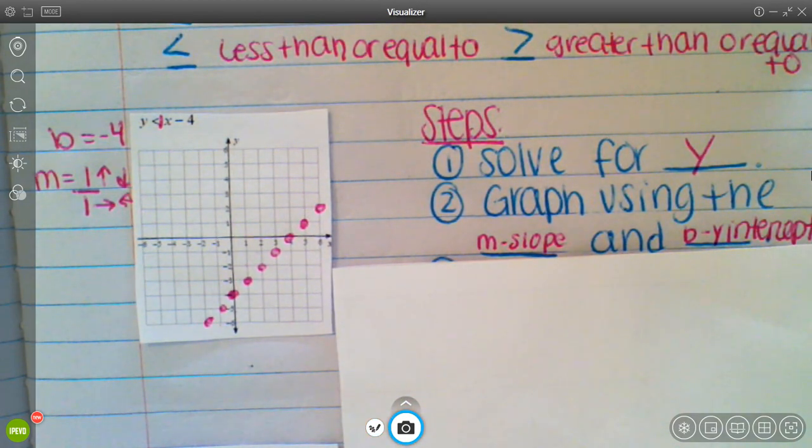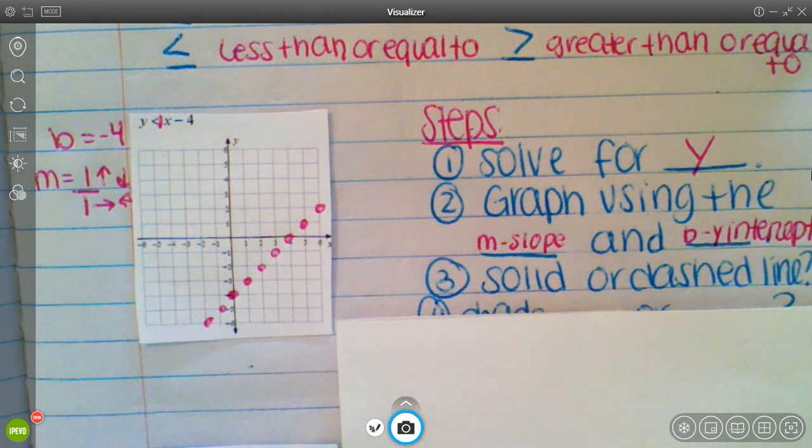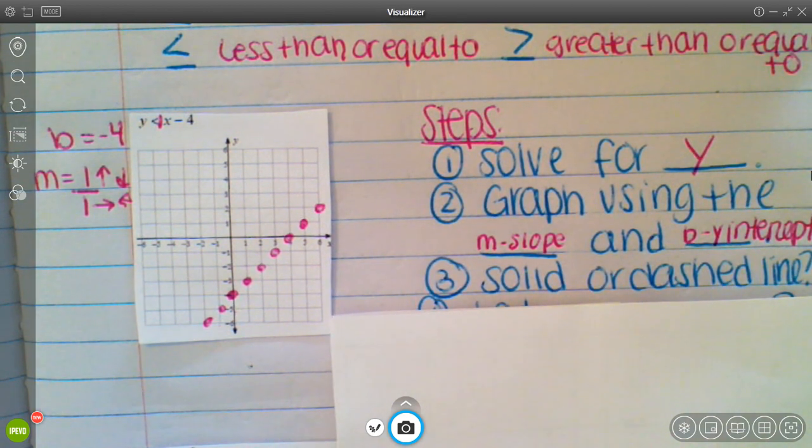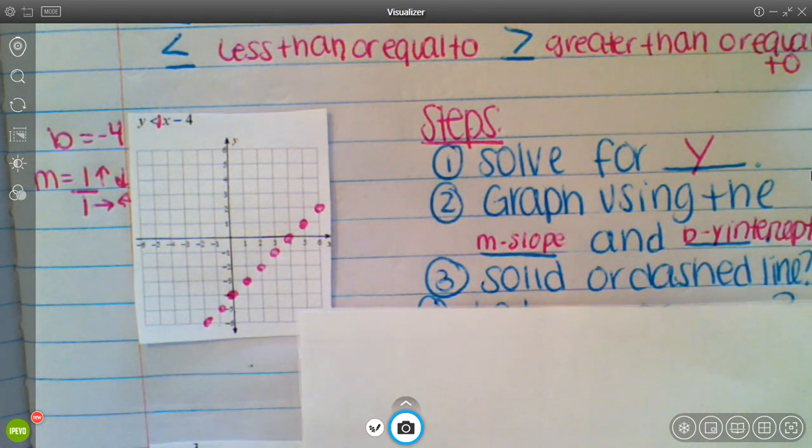Now, as of right now, this is the same thing we did when we graphed linear equations. This is where the inequality piece comes in, so do not connect your line. You need to figure out if it's a solid or a dashed line. Another word we use for this is dotted. So solid or dotted, solid or dashed. You will see both.